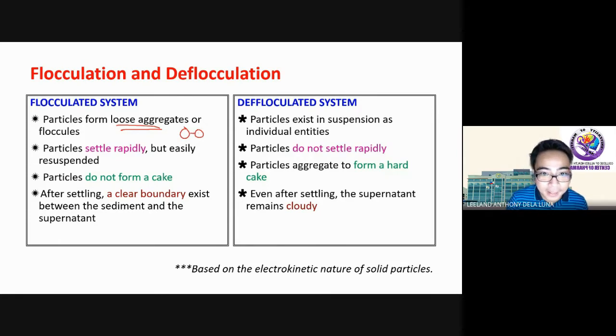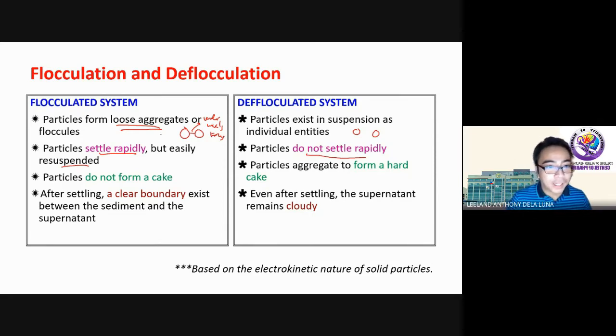Now again, this bond is simply van der Waals forces. So weak yan. Konting alog, mag-break apart yan. In a deflocculated system, never nagbabond yung mga particles. In a flocculated system, particles tend to settle rapidly, but are easily resuspended. In a deflocculated system, particles do not settle rapidly. So technically, para siyang colloid.